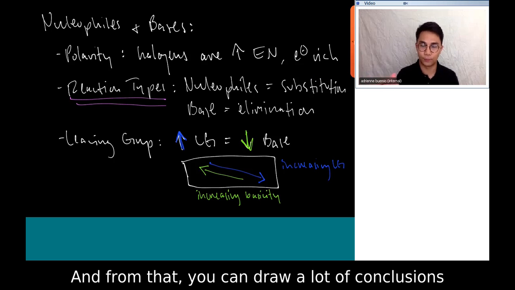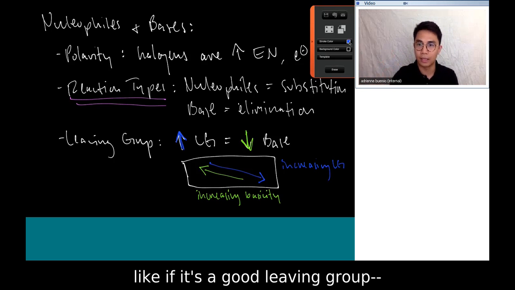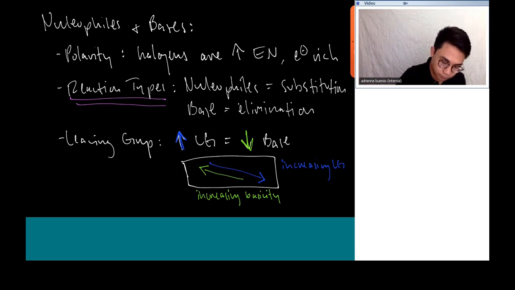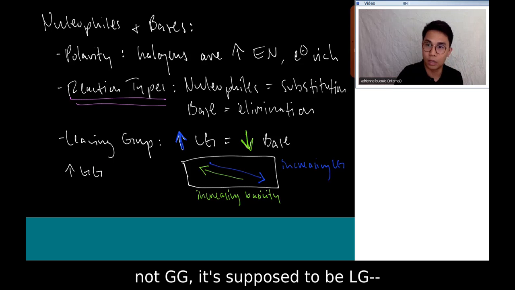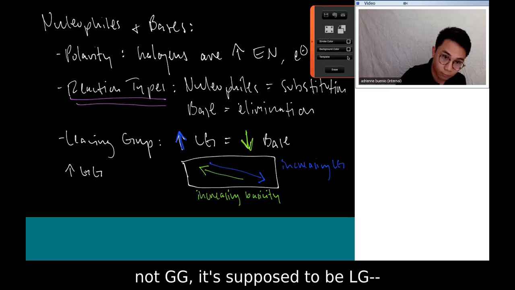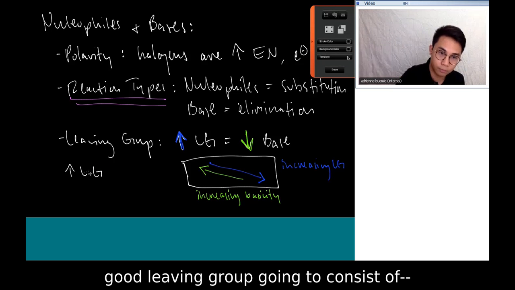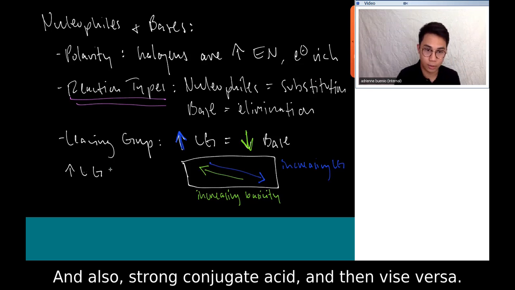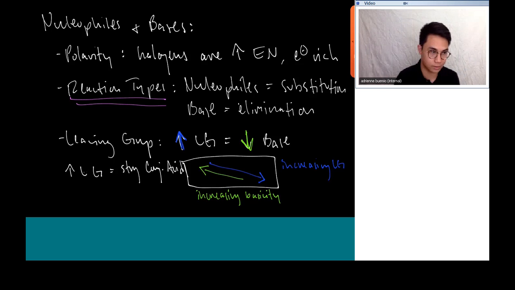And from that you can draw a lot of conclusions. Like, let's see, a good leaving group. Oh, not GG, it's supposed to be LG. Okay. A good leaving group is going to consist of, if it's good, a weak base, obviously, and also a strong conjugate acid, and then vice versa.